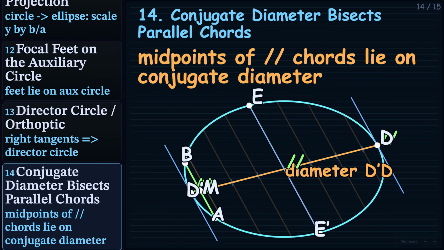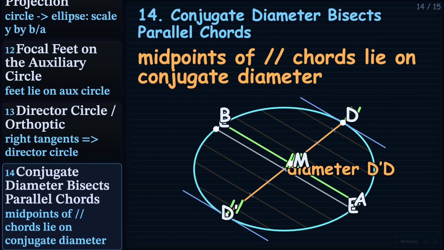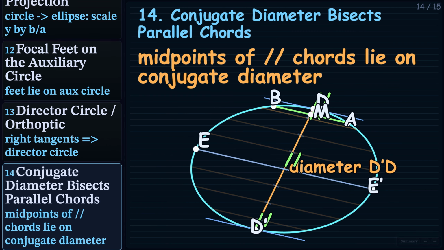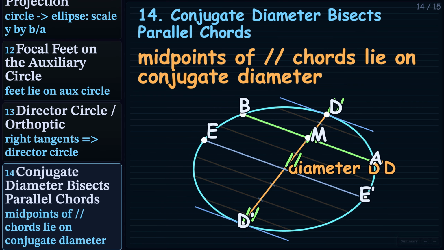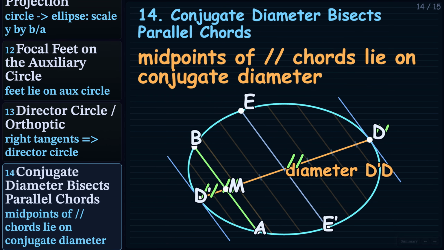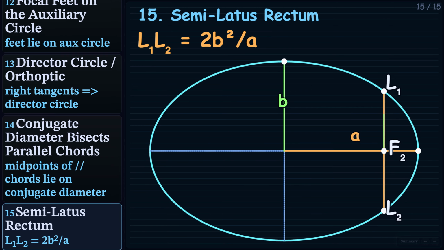Number 14 out of 15. Conjugate diameter bisects parallel chords. For a family of parallel chords, their midpoints lie on the conjugate diameter. Proof hint. Write the whole chord family through a point on that diameter and watch the two intersection parameters come out symmetric.